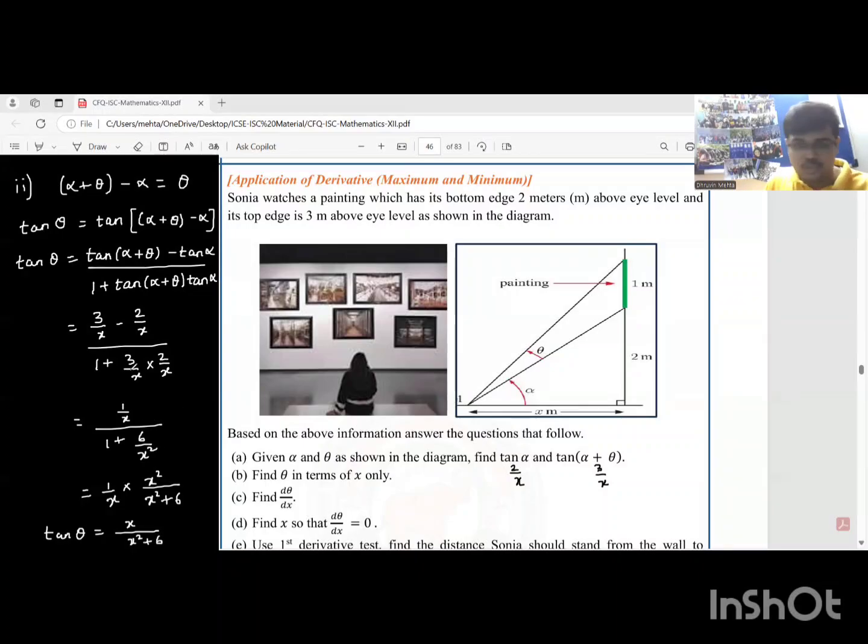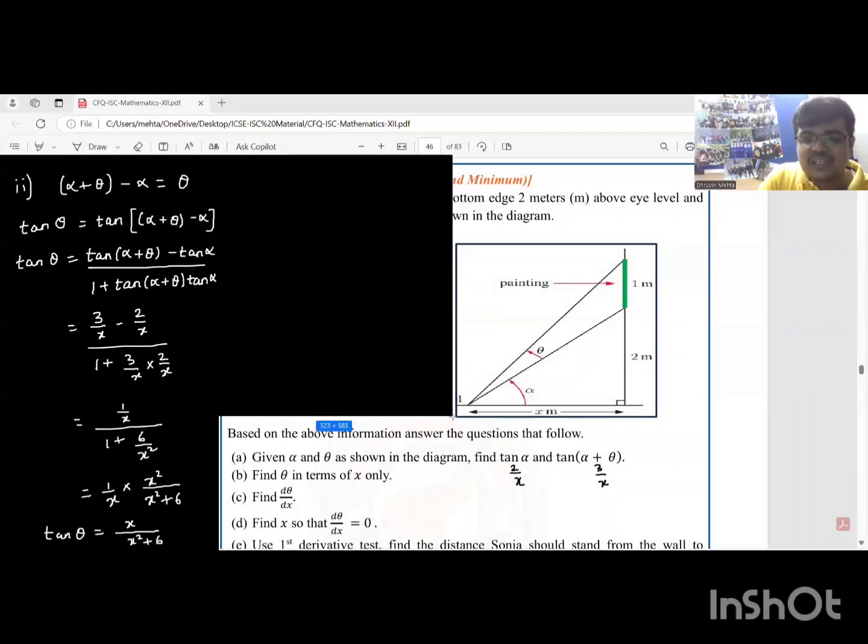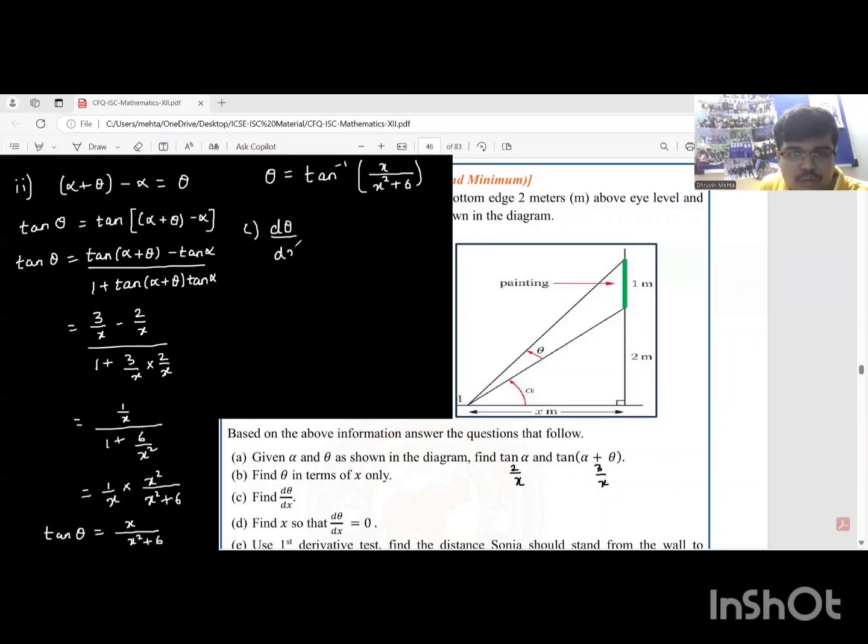So my final answer, students, is going to be in terms of theta. So we'll remove tan from the left, which means we'll take it as tan inverse. Theta is equal to tan inverse of x by x square plus 6. This, students, is the function. For the third part, students, we have to find the derivative of this. We'll have to use the UV rule, chain rule.